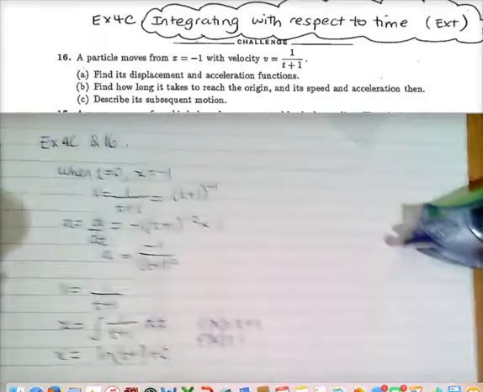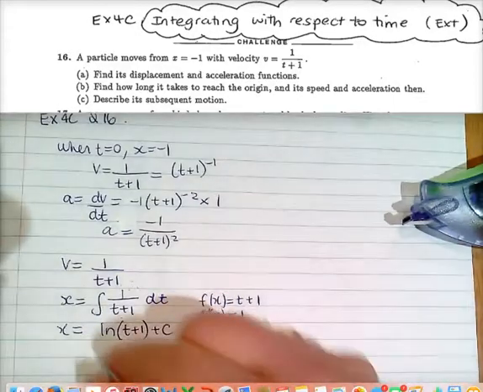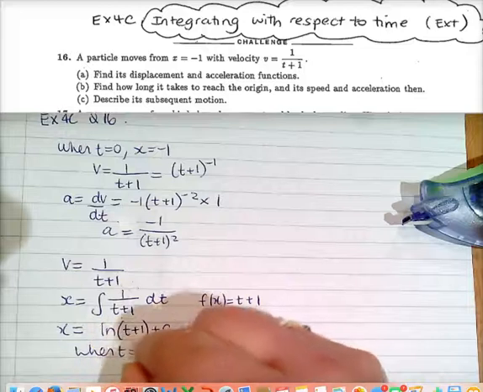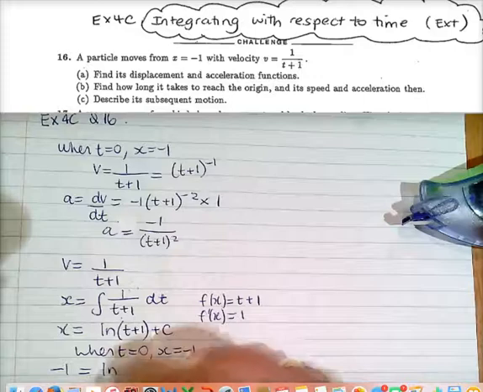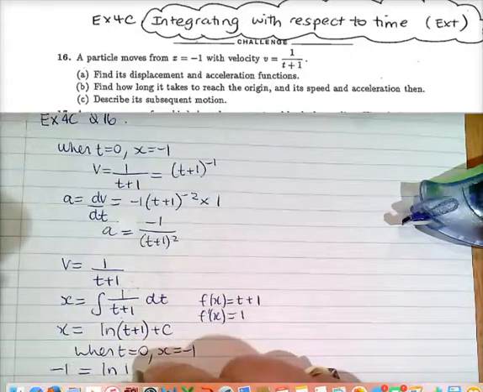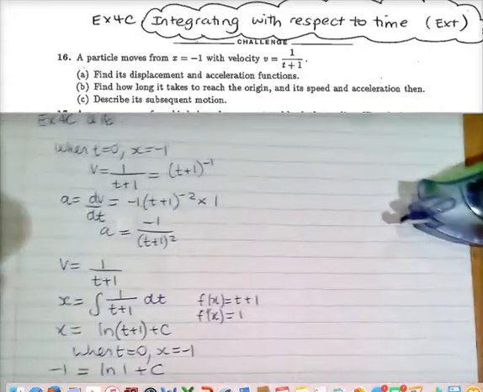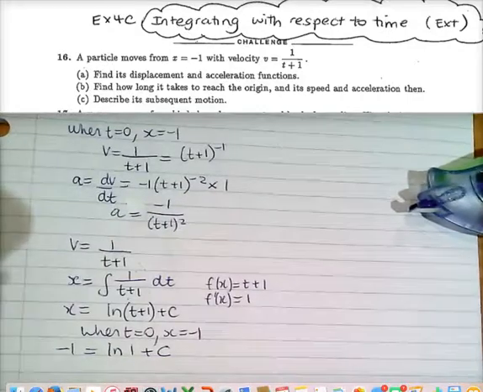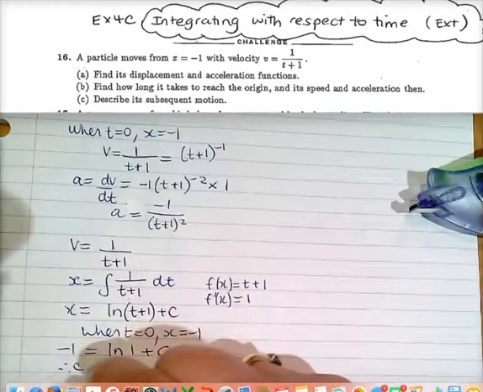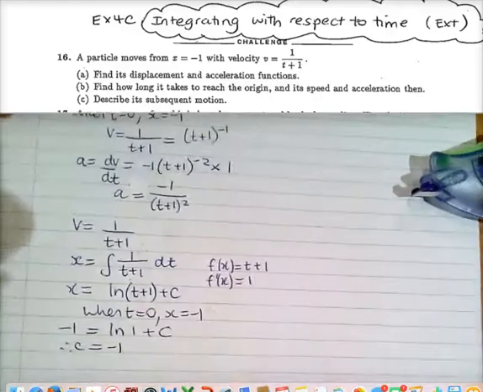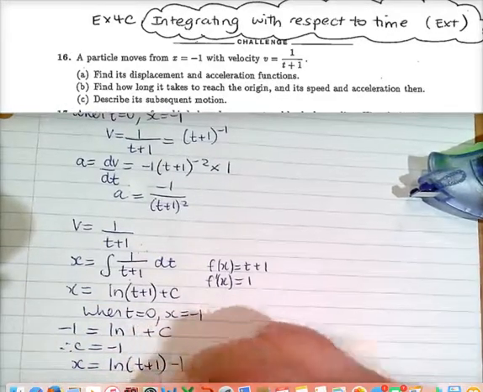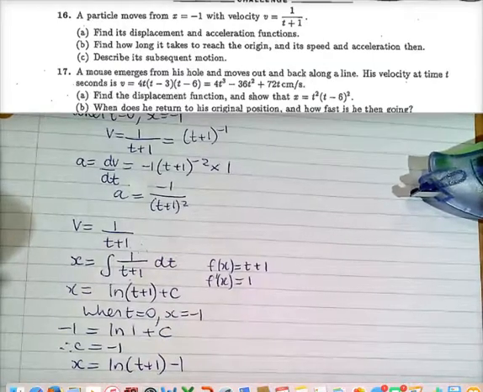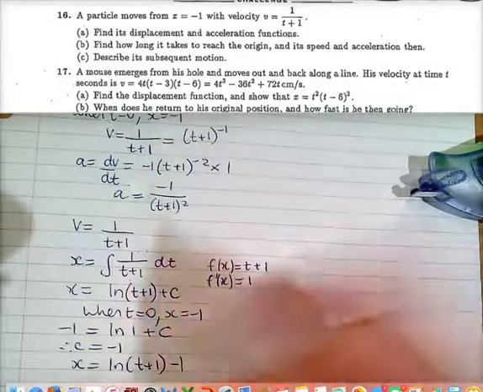But we know that when t is 0, x is -1, so we get -1 equals ln(0 plus 1), which is ln 1, plus c. We know that ln 1 is 0, so therefore c is -1, which gives us the function for x, which is ln(t plus 1) minus 1.